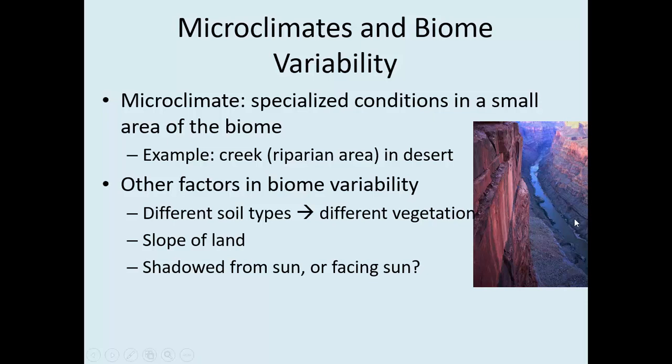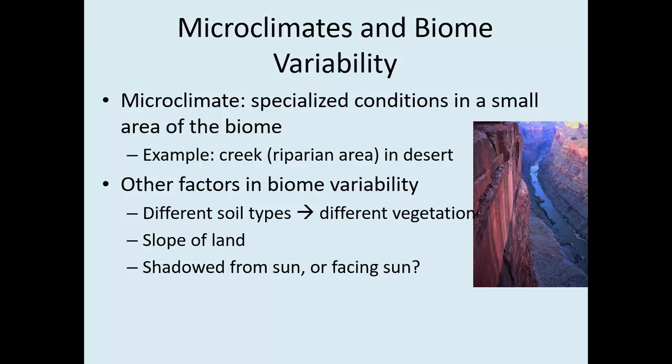So an example, here we see a picture of a river flowing through a desert. Along this river system, you can have a little microsystem where you get different trees growing because they can extract water from the river. We also see if there are different soil types, that can affect a biome, because different vegetation can grow in different soil types.